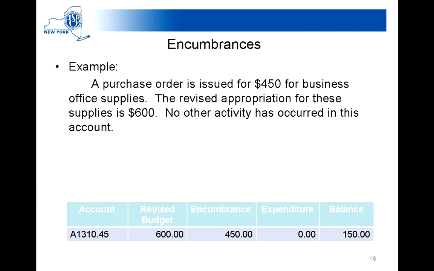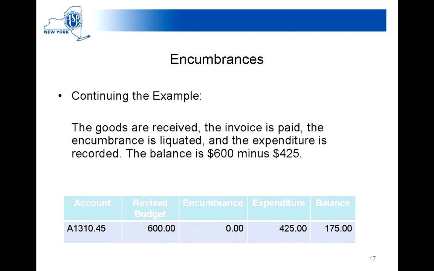We sent that PO. Notice that balance shows I have $150 left in that account, even though I haven't spent it yet, but I've committed it, so I record it as an encumbrance. When I pay it, and I paid $450 in this particular case for that encumbrance, now it liquidates that encumbrance, shows up in expenditure. Now I got $175 left in that balance.